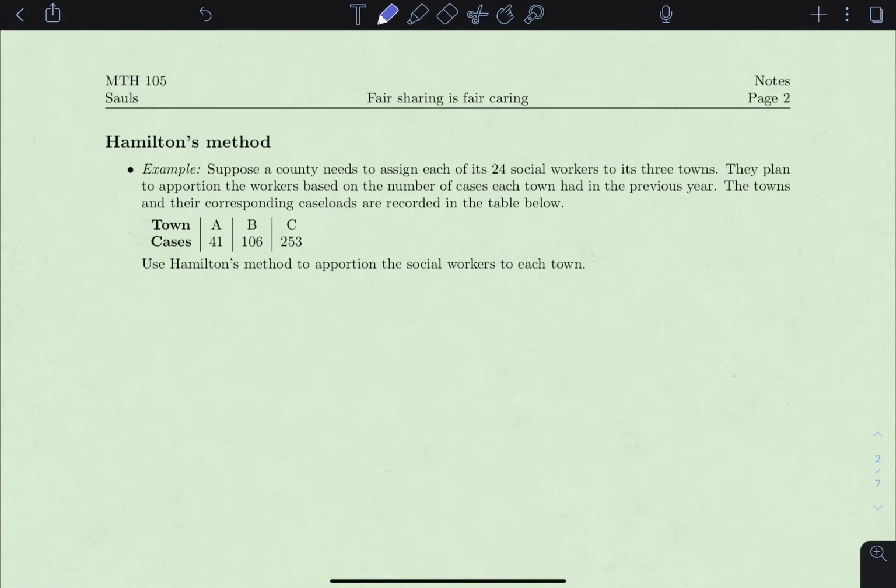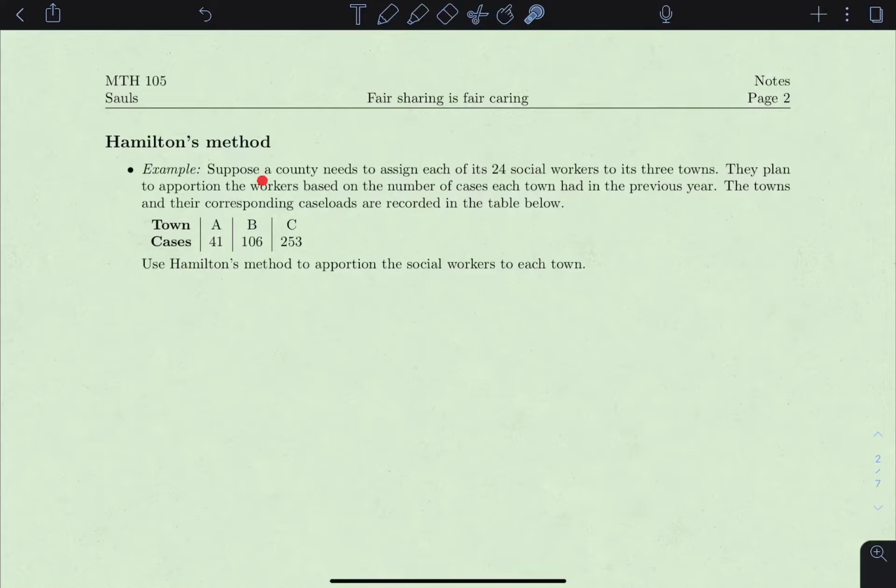Welcome. This is the second video in our series on apportionment, and in this video we are just going to present one method, Hamilton's method, to go through an example. And this is Alexander Hamilton, and this method was developed to apportion the first Congress in the United States. But we're going to use the method to distribute social workers to 3 towns.